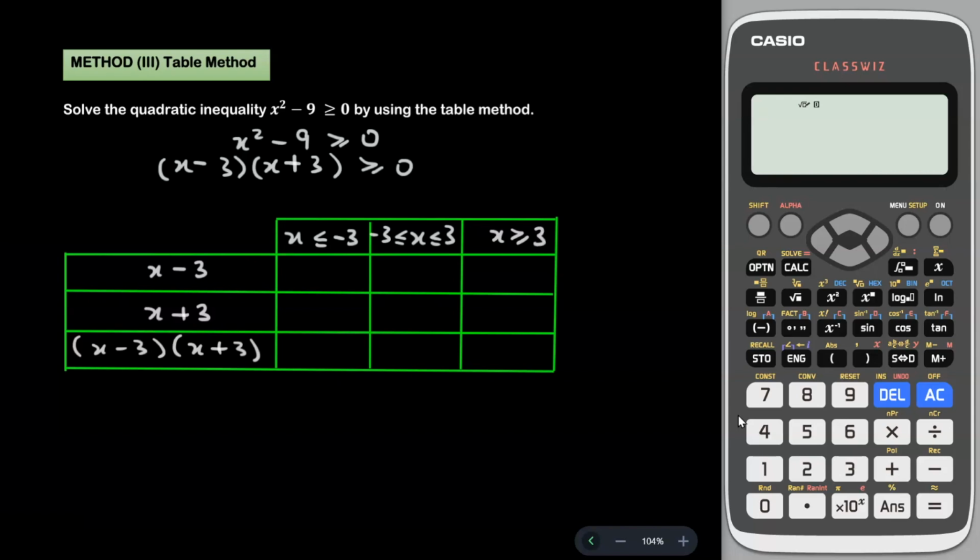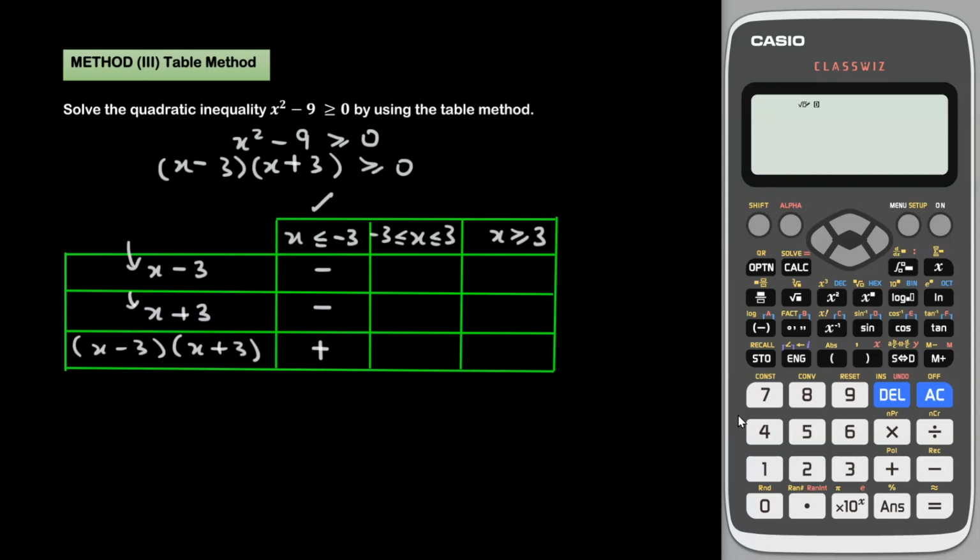Okay, so let's look at the first one, this column. x is less than or equals to negative 3. Let's say x is equals to negative 4. So we're going to sub negative 4 into here. Negative 4 minus 3, we get a negative answer, right? Negative 7 is a negative answer, so we put negative here. If negative 4 is put inside here, negative 4 plus 3 is equals to negative 1, right? So it's negative. Negative times negative, you get positive.